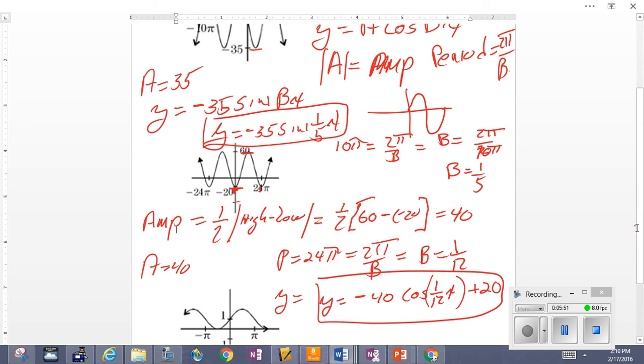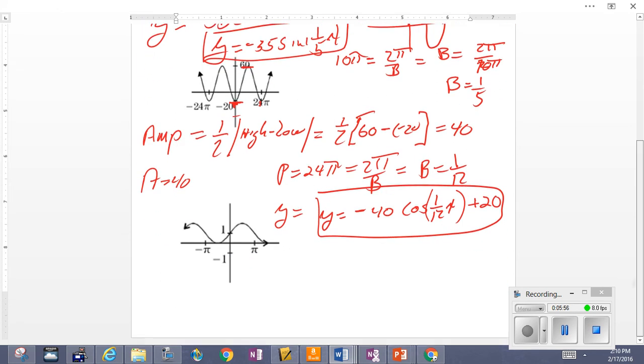Let's do one more since we're having so much fun with it, and take a look at this guy. Now this guy seems to be translated upward as well, and it seems to be a sine graph. Let's see if we can figure out everything we need here. Rather than crossing at the origin, it seems to be shifted up one. So we have a shift of 1 unit upward.